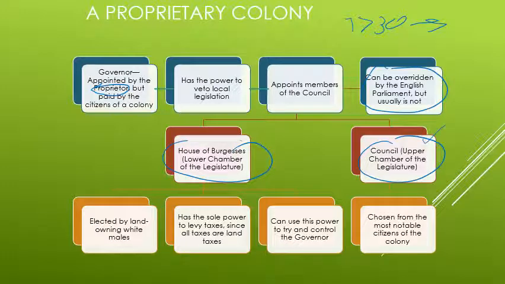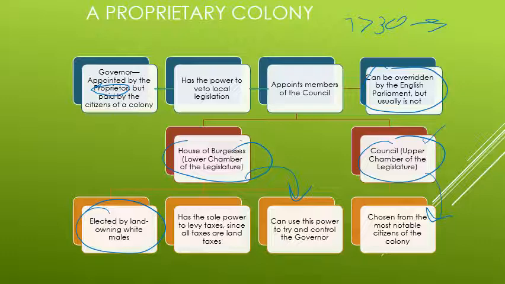Okay? Who elects the members of the lower house? Landowning white males. That's how things are going to be in the United States at first once the U.S. is established. This House of Burgesses has the power to levy taxes, and all these taxes are based on land. Their power does influence a little bit over the governor, but it depends on the governor and their willingness to work with the House of Burgesses. The upper council is basically chosen from the most notable people, basically wealthy landowners in the colony, who determine who's a member of this upper chamber or council.